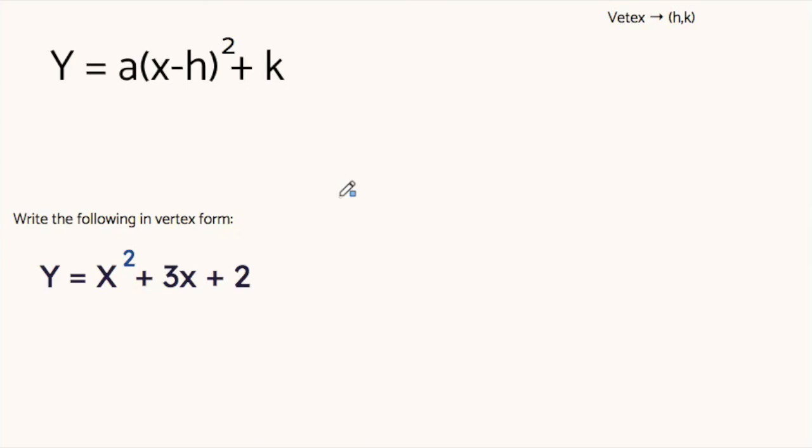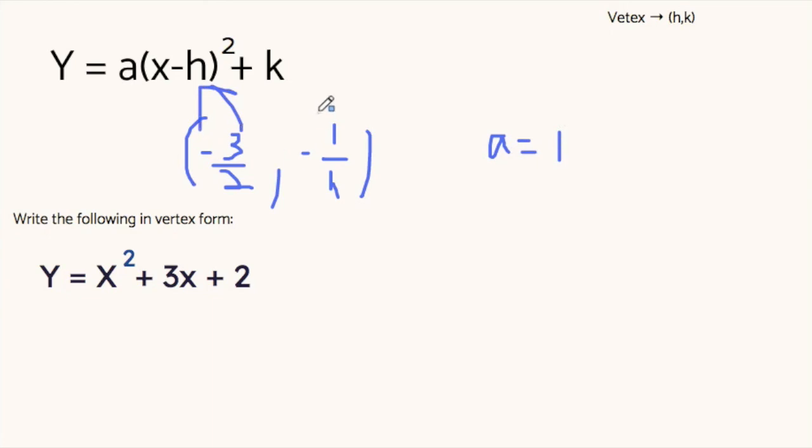So recapping everything we found so far, we found that the vertex is negative 3 over 2 and negative 1 over 4. And we found that a is equal to 1. Now that means h is negative 3 over 2 and k is negative 1 over 4. So let's combine all of this and write our answer.